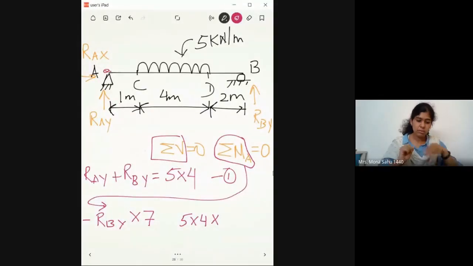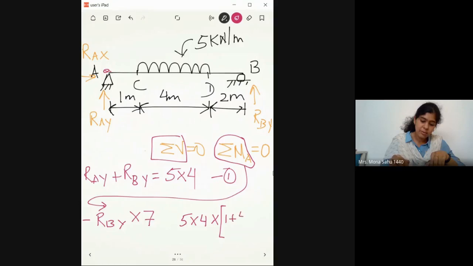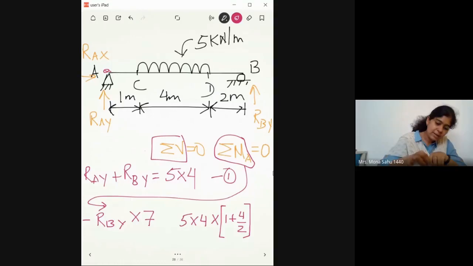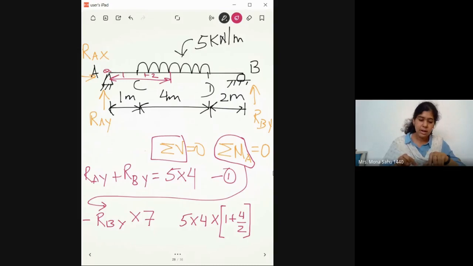Why 5 by 2? We should include 1 also, no, ma'am? 1 plus 4 by 2. Yes, ma'am. We have to take this distance. You can do it in your mind also. Take this distance. This is 2 plus 1, so 3 it will come. And the force is downwards. So the moment is going to be positive. Here the moment is negative. So you'll get positive here. I hope it's clear. Are you guys able to understand?